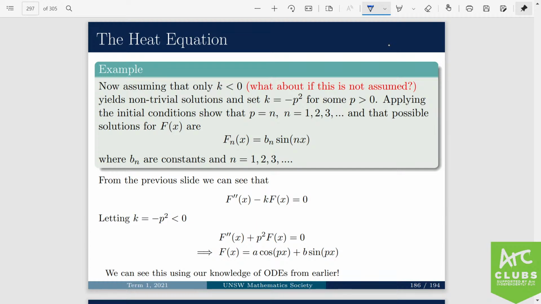So the question says, now assuming that only k less than 0 yields non-trivial solutions, and set k equal to negative p squared for some p greater than 0. So let's just pause there for a second. It says assuming that k less than 0 yields non-trivial solutions. What if it doesn't tell us to assume that?